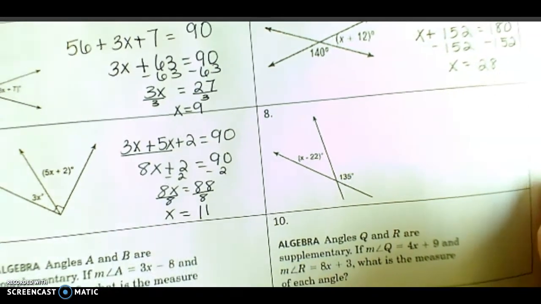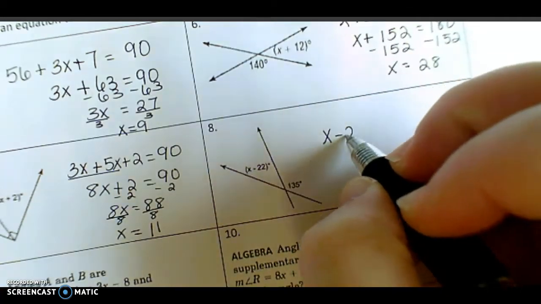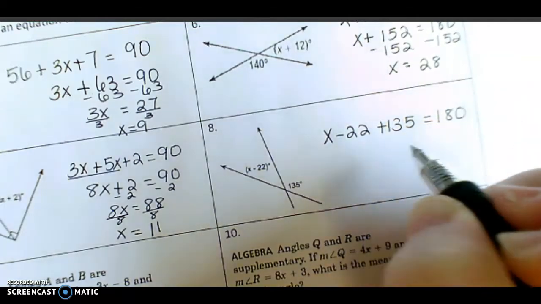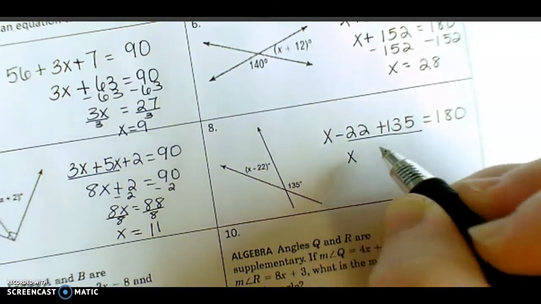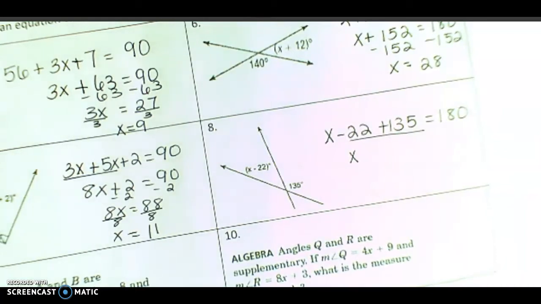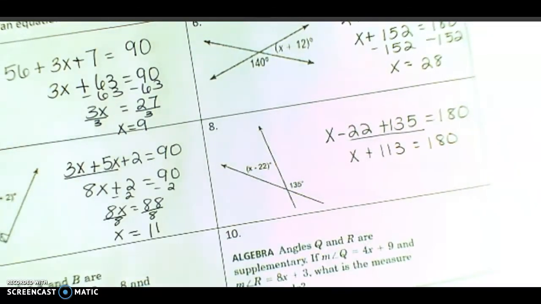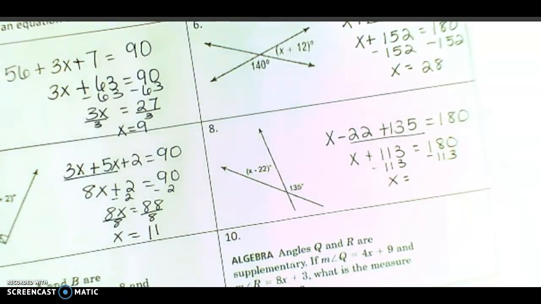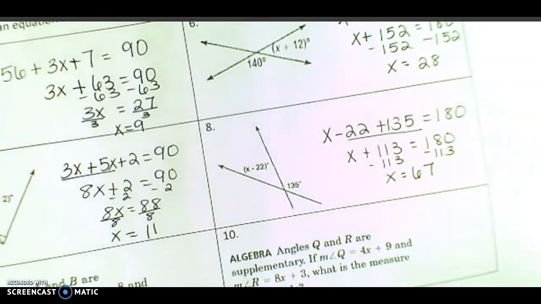Number 8. You're going to add those together and equal them to 180. So you're going to have x minus 22 plus 135 equals 180. Because those are not 90, they're not complementary, so I add those two together. Negative 22 plus 135. And you get 113. Then you want to subtract 113 on both sides. And you get 66 for your answer.